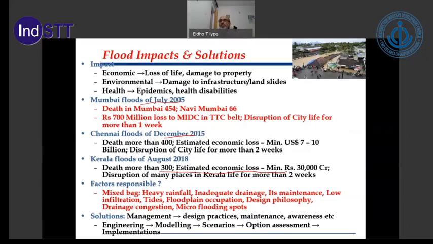As I mentioned, when you develop a smart city, we need to look into all these aspects. For flood management, we need to look into the various design practices, maintenance of the drainage system, and then awareness. In terms of engineering, we can model or simulate, for example, given rainfall conditions or return periods, 100-year return period, 50-year return periods. Various scenarios can be generated, and then we can assess the various options, and then we can develop a smart city in terms of its implementation.